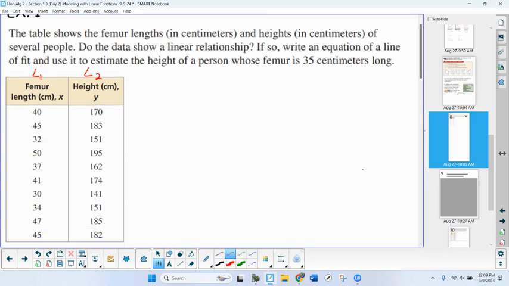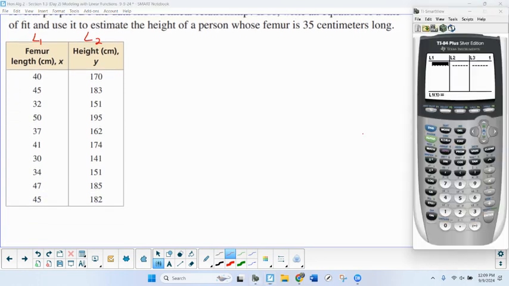Let me scroll this up so I can see them all. I'm going to type in my data in list 1 in this order. I'm just going to hit 40, enter, and then 45. Make sure you're entering it right. One of the biggest mistakes you make on your test is you enter one of these points wrong, and I can't see it because you've left and your calculator's with you, and I can't see that you entered your data incorrectly. 47 and 45.